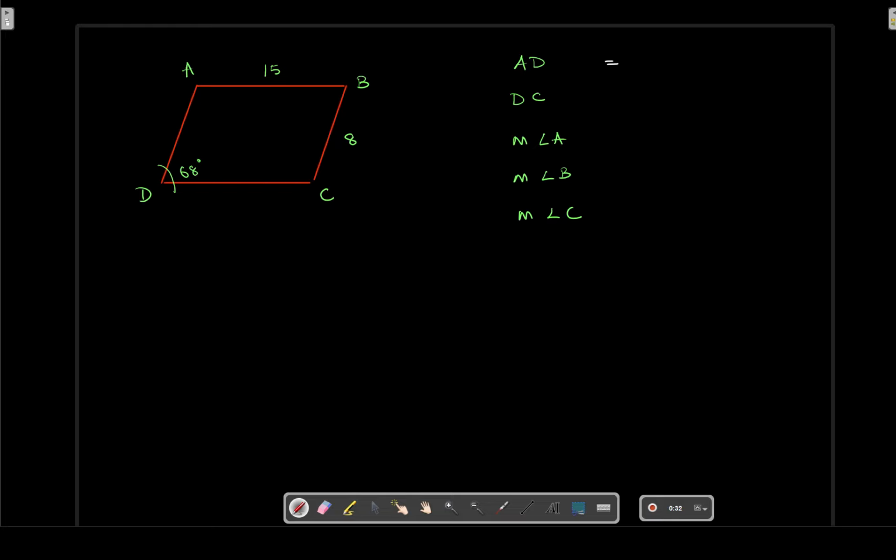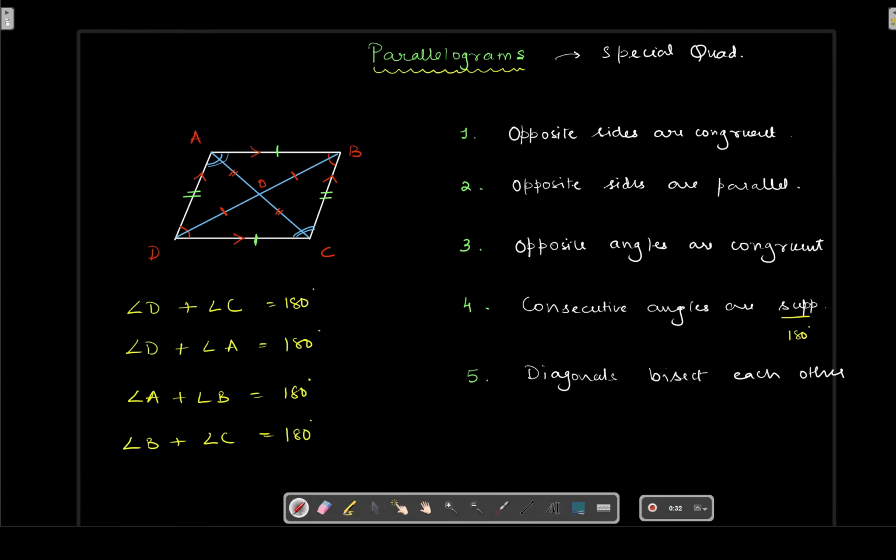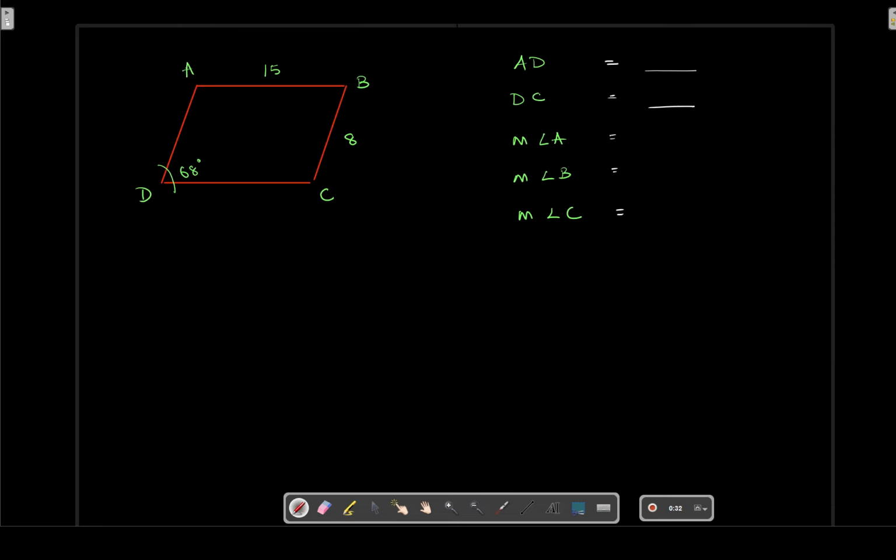Okay, now all these measurements can be found out by using the properties of parallelograms that we just did. First let's find out the sides AD and DC. AD, now the first property was that opposite sides are congruent. So BC will be congruent to AD, that means AD will be 8. DC will be congruent to AB, so AB is 15, so DC is going to be 15.